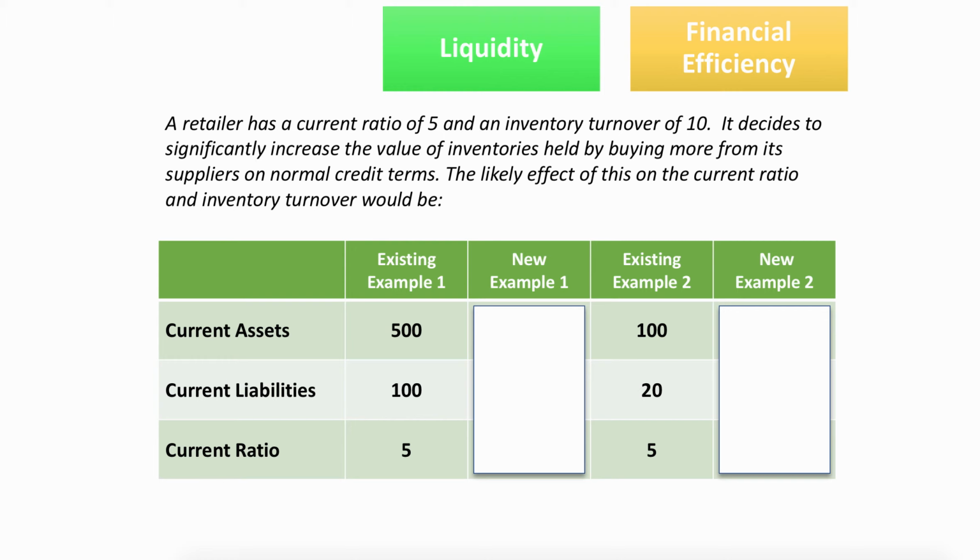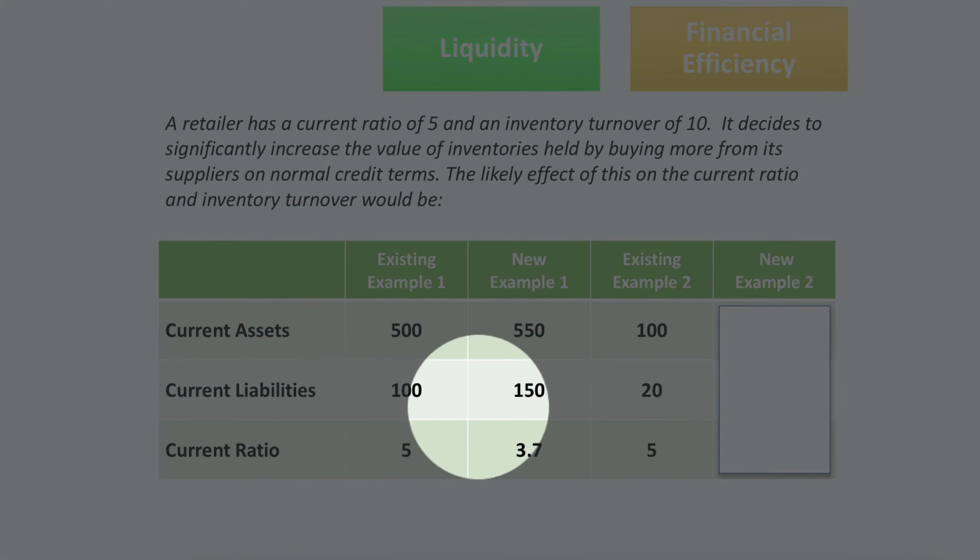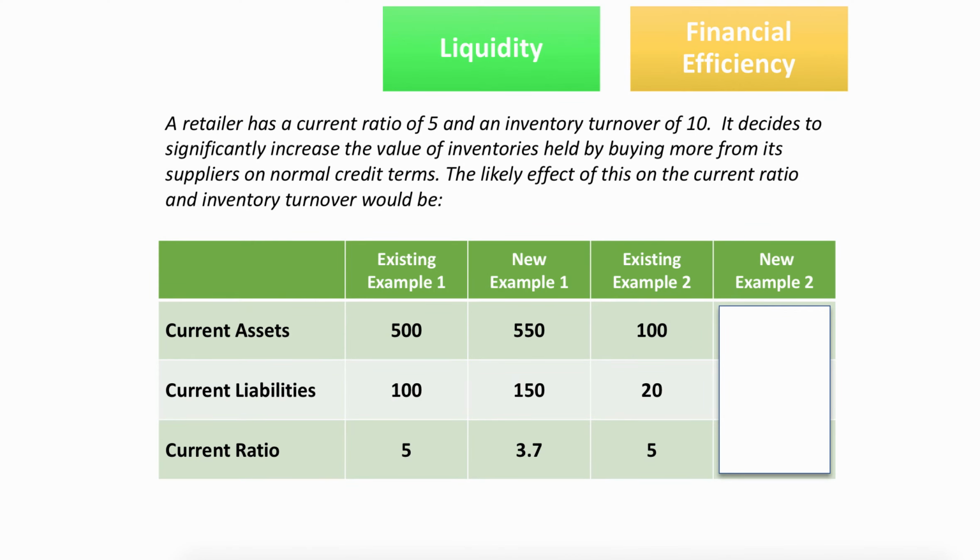What about the current ratio though? Well, imagine if we added 50,000 to inventory from 500 to 550, and we did that by taking 50,000 worth of trade credit, which is what the question asks. That actually has the effect of increasing current liabilities by 50, increasing current assets by 50, but if we do the maths, that actually results in a lower current ratio, a worsening of the liquidity position. And there's another example just to show the same thing.